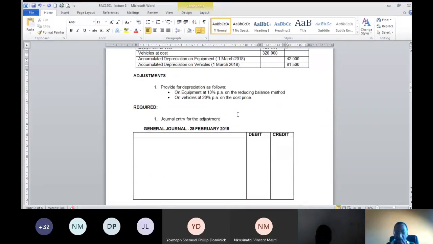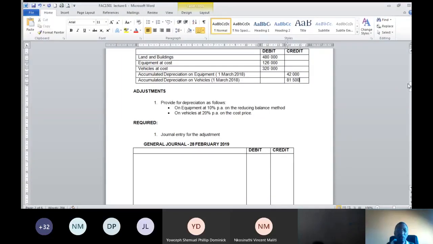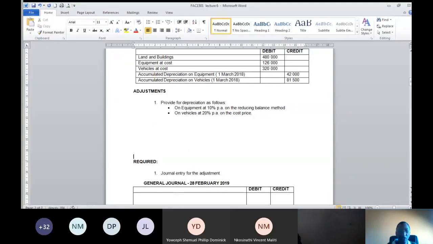There are two adjustments. Adjustment number one, they tell you that you must provide for depreciation at 10% per annum on the reducing balance method. And you must provide for depreciation on vehicles at 20% per annum on the cost price. Okay, so guys, I'm going to do the calculations for you now to show you what our depreciation amount is. I'm firstly going to calculate the depreciation on my equipment.